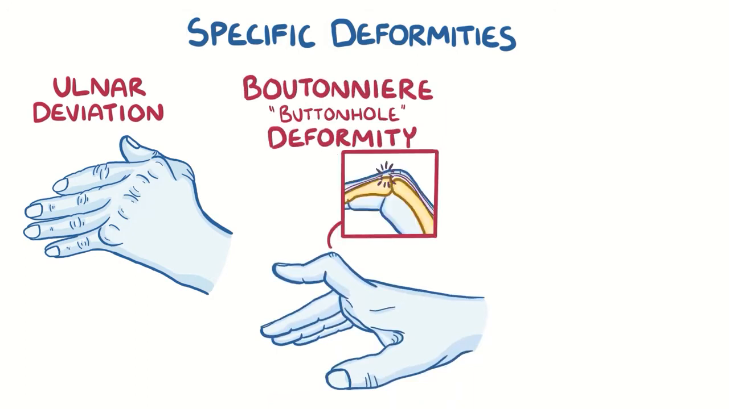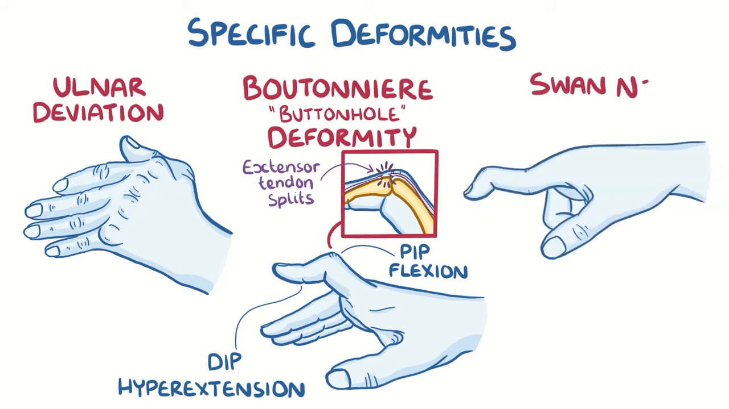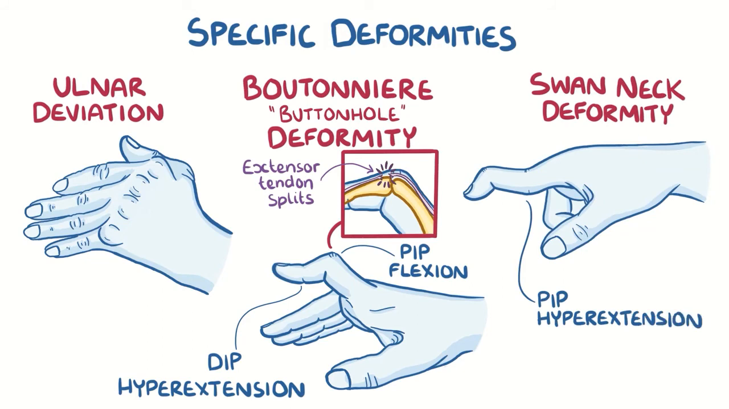This occurs when the extensor tendon in the back of the finger splits and the head of the proximal phalanx pokes through, like a button through a buttonhole, causing flexion of the proximal interphalangeal joint and hyperextension of the distal interphalangeal joint. Another finger deformity is the swan neck deformity, which is the opposite. So there's hyperextension of the proximal interphalangeal joint and flexion of the distal interphalangeal joint.